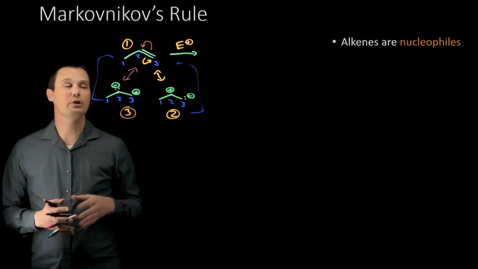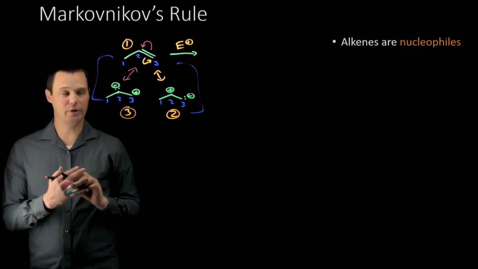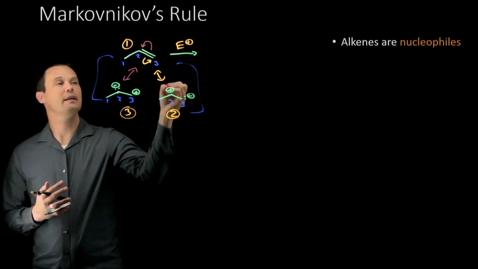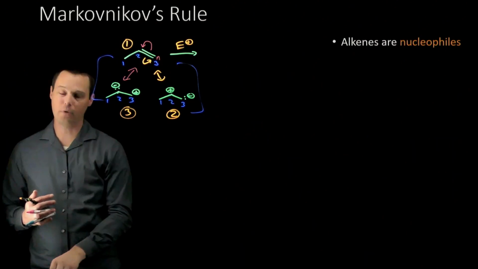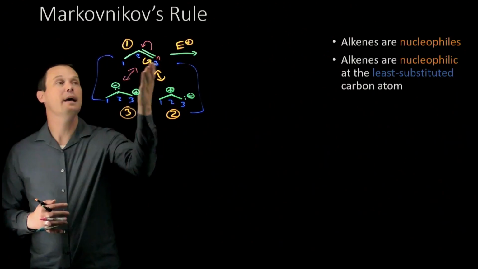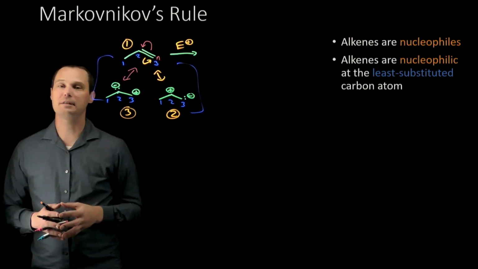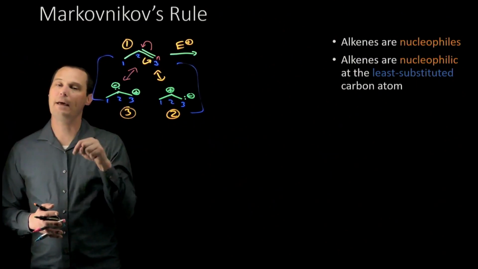If we know that alkenes are nucleophiles, and if this is the second best resonance contributor, if carbon number 3 has the buildup of electron density, that tells us that alkenes are nucleophilic at the least substituted carbon. This is a very important point for alkenes. This is the major mode of reactivity for alkenes. Alkenes are nucleophiles. They're nucleophilic at the least substituted carbon. Every time we see an alkene, we want to think about it being a nucleophile at the least substituted carbon.